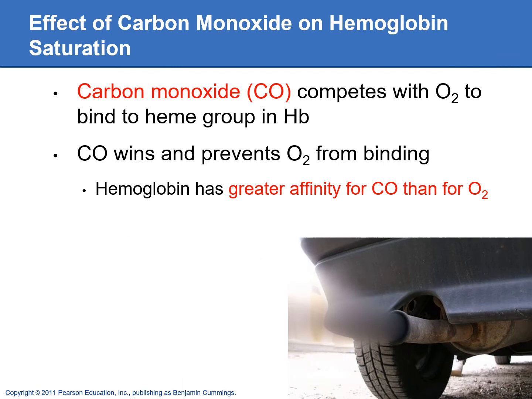The last thing that affects how well hemoglobin binds to oxygen is carbon monoxide. Carbon monoxide is found in things like exhaust fumes, and it will compete with oxygen to bind to the heme group in hemoglobin. So if you're breathing in a lot of carbon monoxide from exhaust fumes, the carbon monoxide will outcompete the oxygen, and not very much oxygen will then be able to bind to the hemoglobin because it's all full of carbon monoxide. And that means you're not able to deliver enough oxygen to your tissues, and now your tissues can't make enough ATP, and then that will kill you.